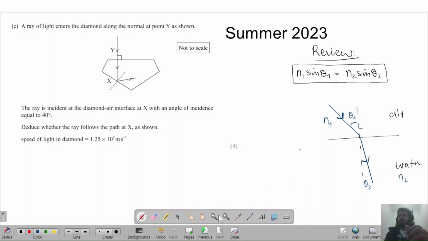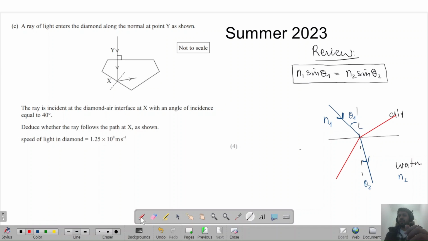Now if I draw another ray of light, but this time the ray of light is, let's say, coming from the water and emerging into air. This time, because the density of air is smaller than water, the light will bend away from the normal, so it will go like this.